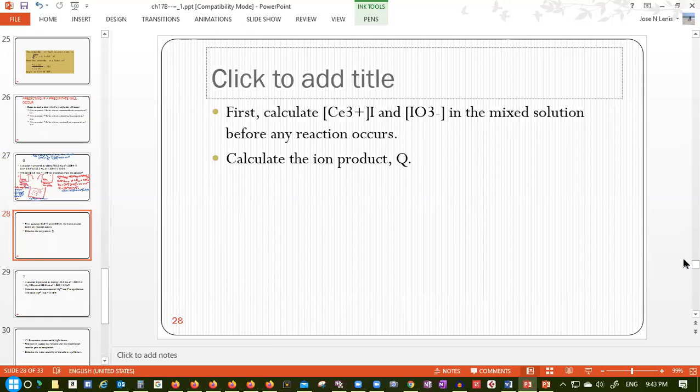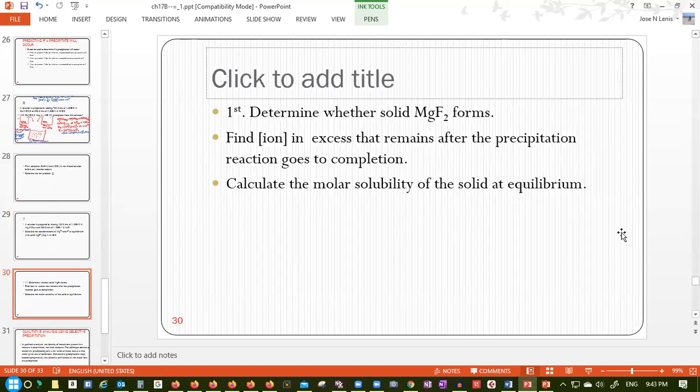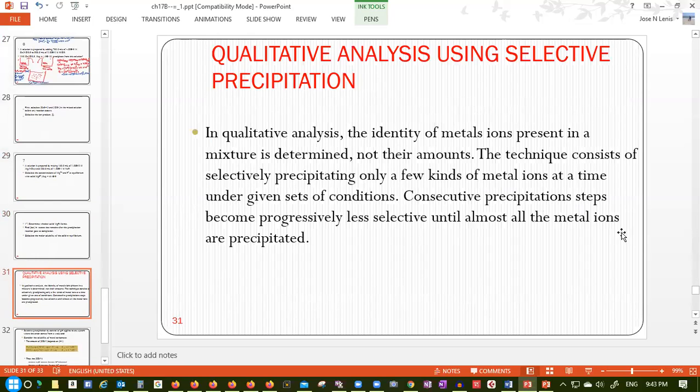All right, so that's how we solve this type of problems. The rest is just similar situations. And I want to leave it here. This is what we did in your experiments 2 and 3. You were using qualitative analysis using selective precipitation to figure out the composition of a mixture to find your known group 1 metals and unknown group 1 metals, and then you did it with the group 2 metal ions.